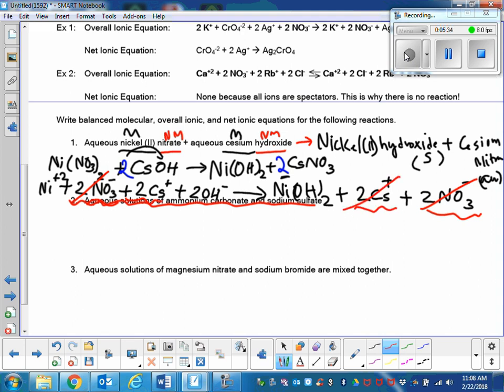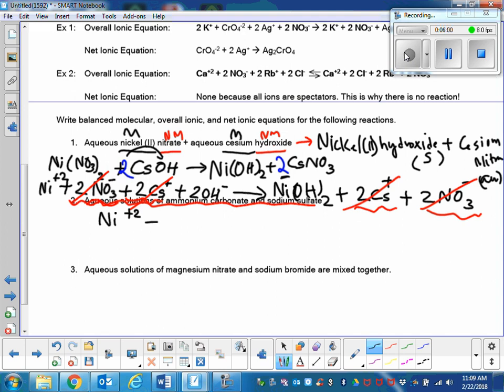You can cancel it out. Can you cancel nickel with nickel hydroxide? No, you can't. So what is left over after you cancel the common ions? The common ions are called spectator ions. They are ions that do not participate in the reaction. Does that make sense? So what are the ones that actually participate in the reaction?